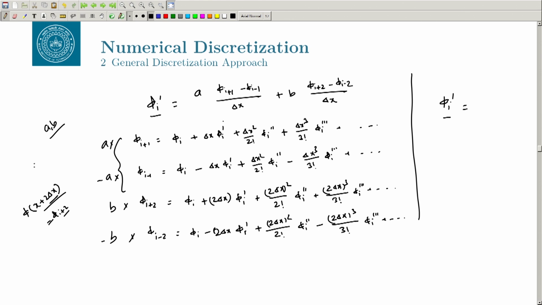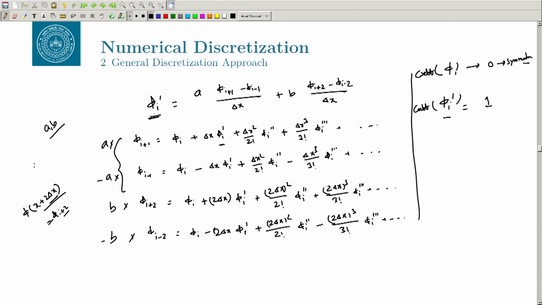Let us collect the phi i prime term, because we have already used the symmetry. You can see that the phi i terms are already going to 0. So you have already ensured that the coefficients of phi i are 0 by using symmetry, so that we do not need. What we want is the coefficient of phi i prime, which will give you 1, because the left hand side is 1.